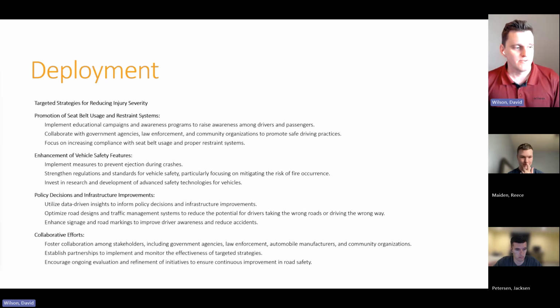And finally, collaborative efforts: take the results of our study to foster collaboration among stakeholders, government agencies, law enforcement, automobile manufacturers, and citizens, community organizations. Try to establish partnerships that implement and monitor the effectiveness of these targeted strategies and encourage ongoing evaluation and refinement of initiatives to ensure continuous improvement in road safety.